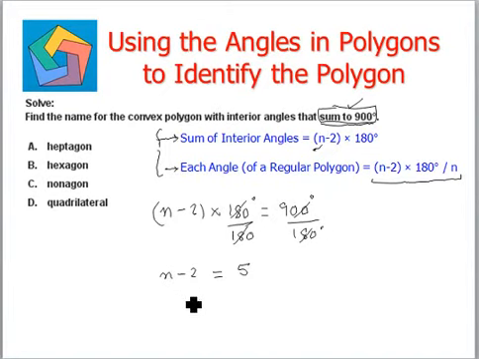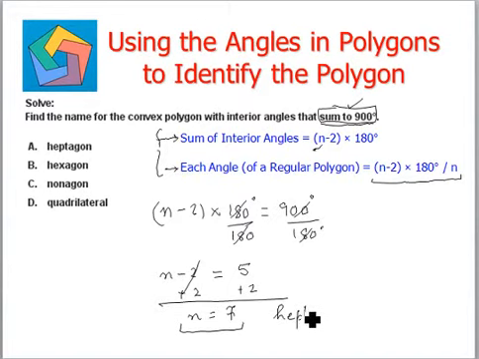To find out the value of n, we add 2 to both sides. Negative 2 plus 2 becomes 0. n equals 5 plus 2, which equals 7. So the number of sides of the polygon is 7, and the name of the polygon which has 7 sides is called a heptagon. This can be seen in option A.